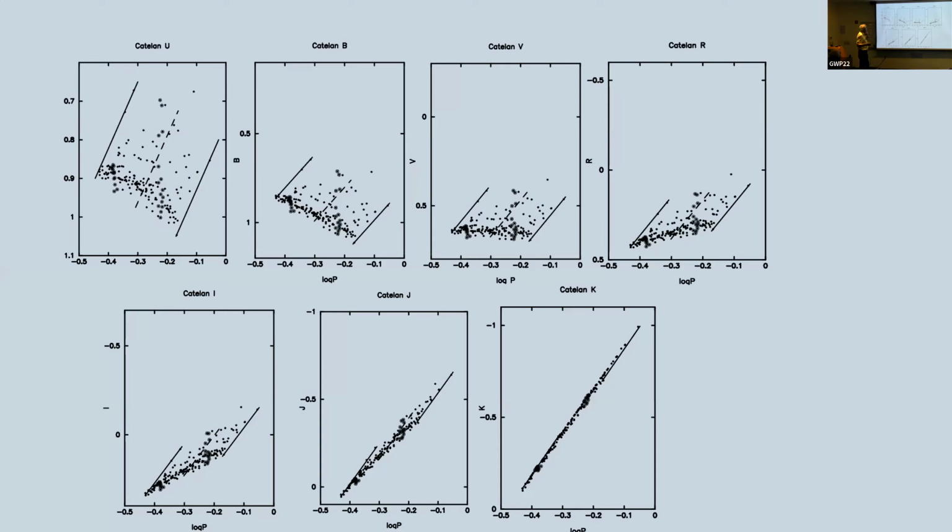Marcio was willing to send me the data, and this, in fact, is what the result is. Same data, totally different interpretation. As you saw, the PL relation is defined by the red edge and the blue edge of the distributions, and these are those lines. This is the instability strip going up into the color magnitude diagram, if you like, but as seen in the period luminosity relations. Same thing, everything's happening to the data as in the other plot, but interpreting it is very different.